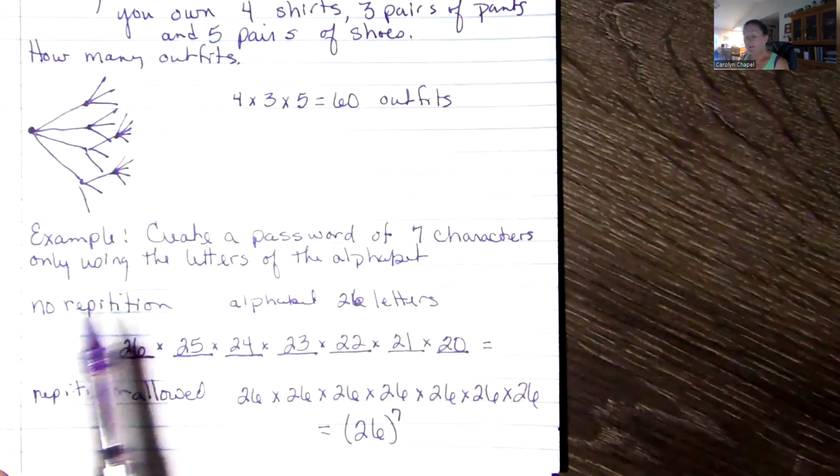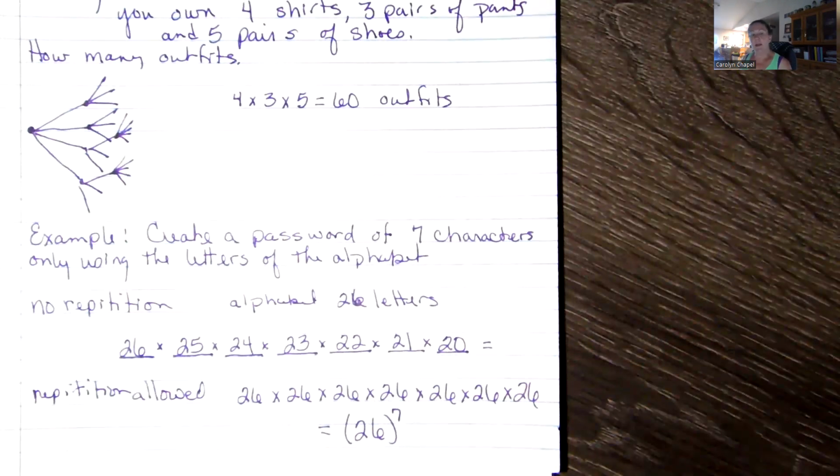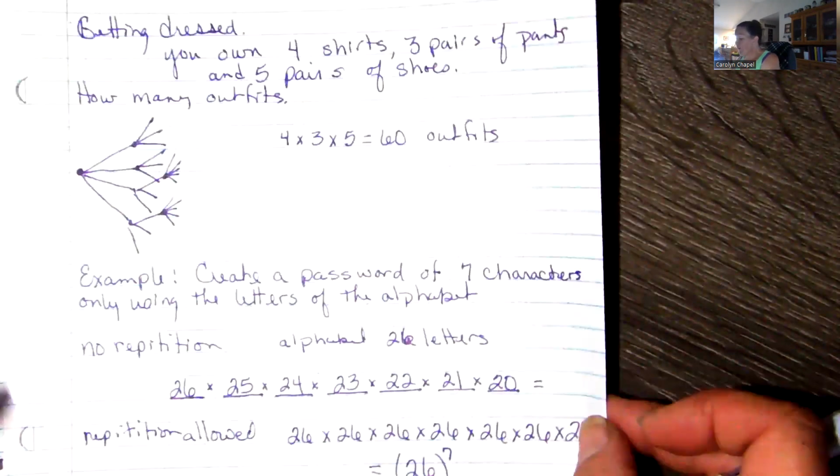But again, this principle of multiplying the number of ways each task can happen can get even more complicated in the future. But before I get to that point, we need to talk a little bit about something called a factorial.